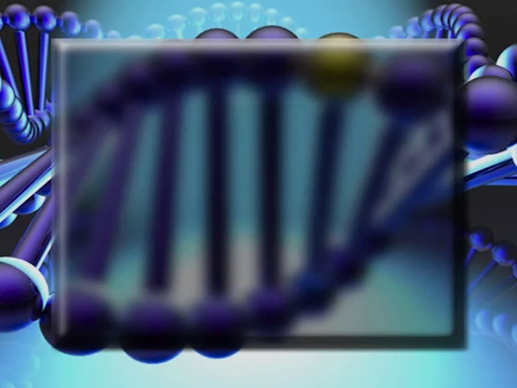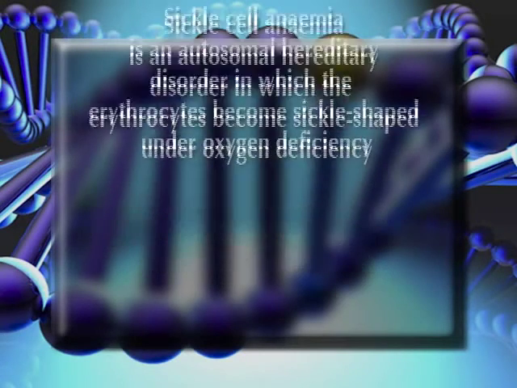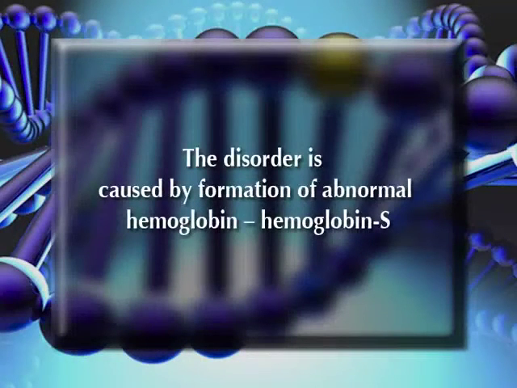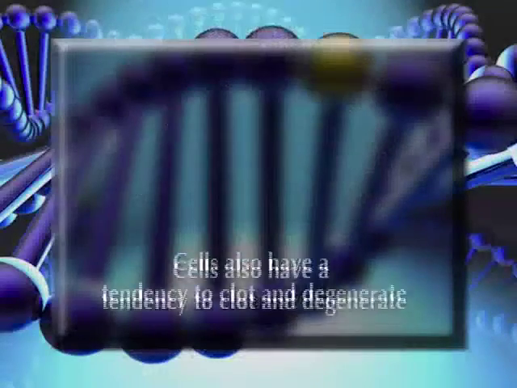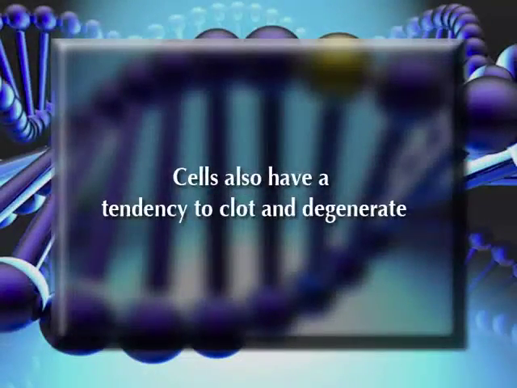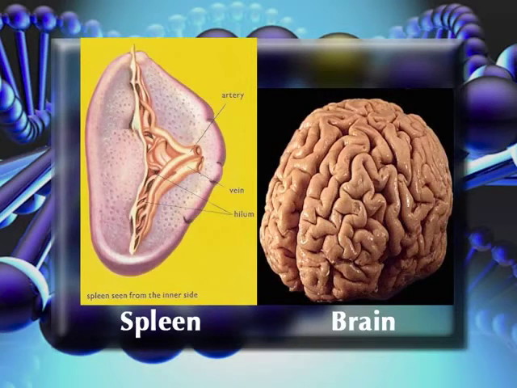Sickle cell anemia. Sickle cell anemia is an autosomal hereditary disorder in which the erythrocytes become sickle-shaped under oxygen deficiency. The disorder is caused by the formation of abnormal hemoglobin S. Erythrocytes having hemoglobin S become sickle-shaped under oxygen stress, as during strenuous exercise and at high altitude. The cells also have a tendency to clot and degenerate. They clog blood capillaries, disturb blood circulation, and reduce supply of oxygen, food and other substances. Spleen and brain get damaged.